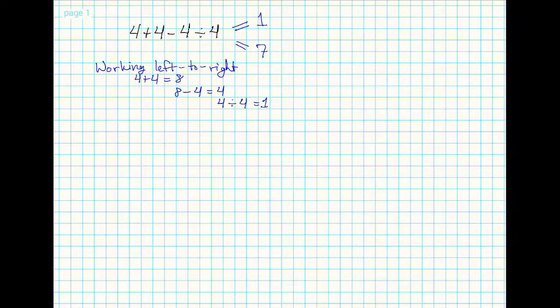And then somebody else actually put in some parentheses and basically did 4 plus 4, these together, and then did the 4 divided by 4, and then subtracted. So that would have been 8 minus 1, and that would have been 7. So those are two different possible outcomes from this same calculation.